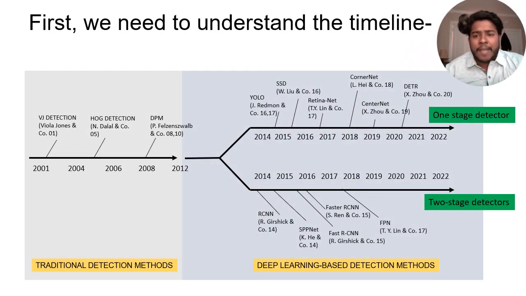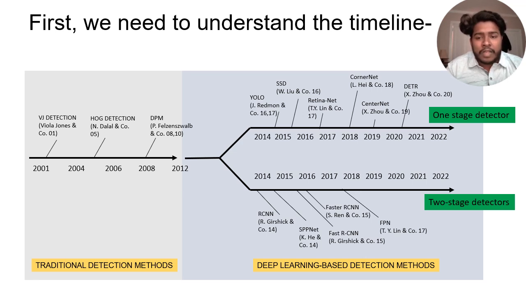First, we need to understand the timeline of object detection. Basically, object detection is divided into two parts. One is the traditional method, and the other is the deep learning based method. The period before 2012 is generally considered the traditional detection method zone, and after that it is considered deep learning based detection. In the traditional methods, there are the VJ detection method, HOG detection method and DPM. These are very famous methods and milestones in traditional detection.